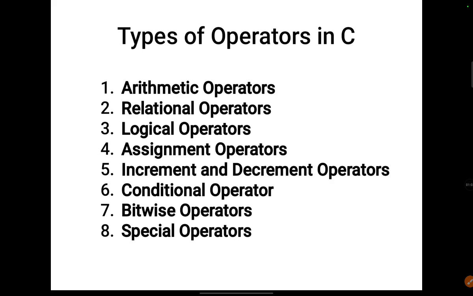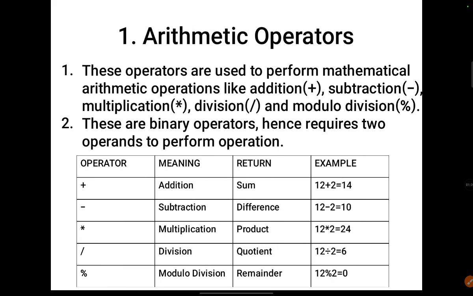Types of operators in C: arithmetic operators, relational operators, logical operators, assignment operators, increment and decrement operators, conditional operator, bitwise operators, special operators. Now we are going to see about arithmetic operators. These operators are used to perform mathematical arithmetic operations like addition, subtraction, multiplication, division, and modulo division. These are binary operators, hence they require two operands to perform the operation.